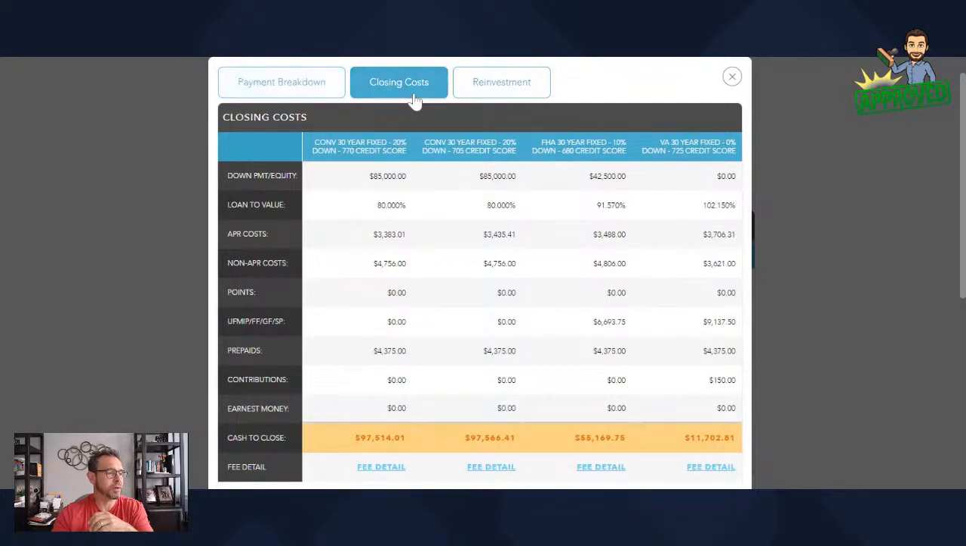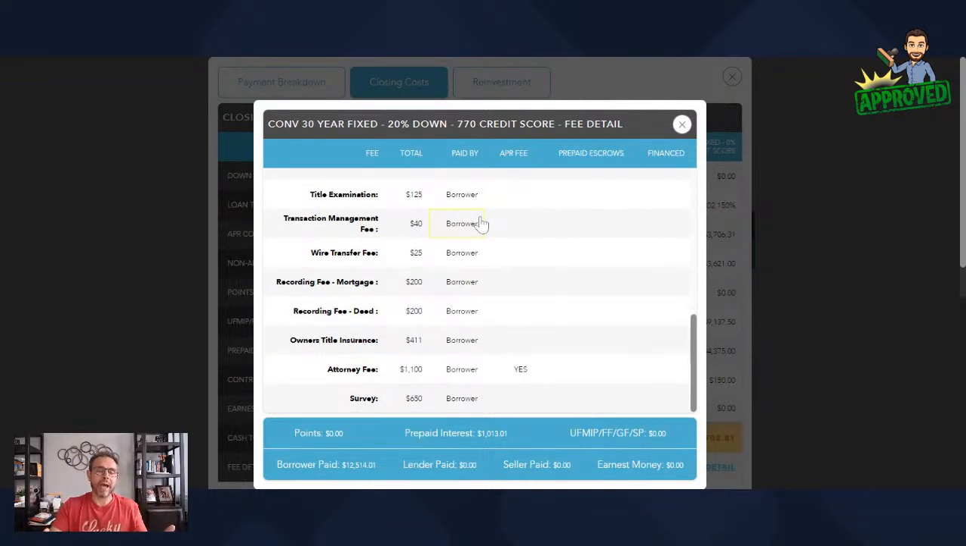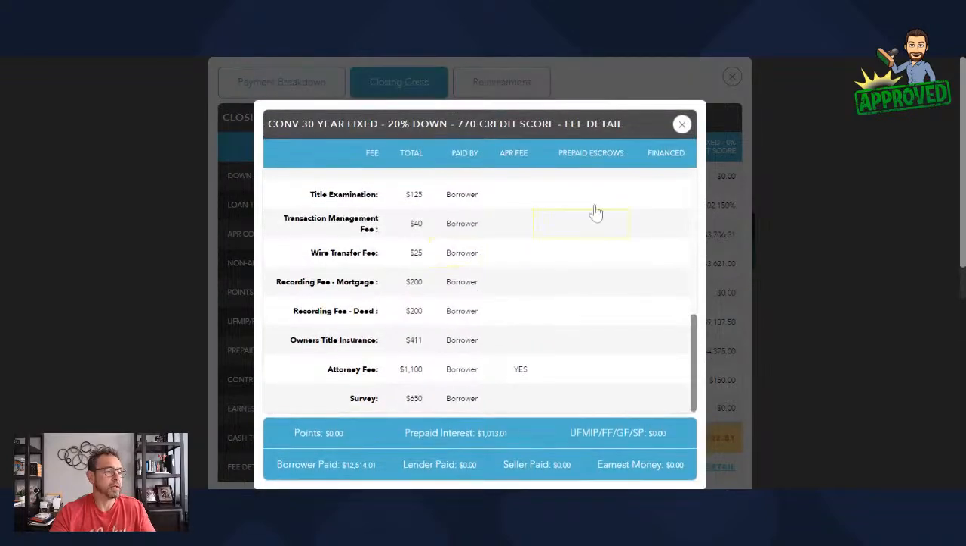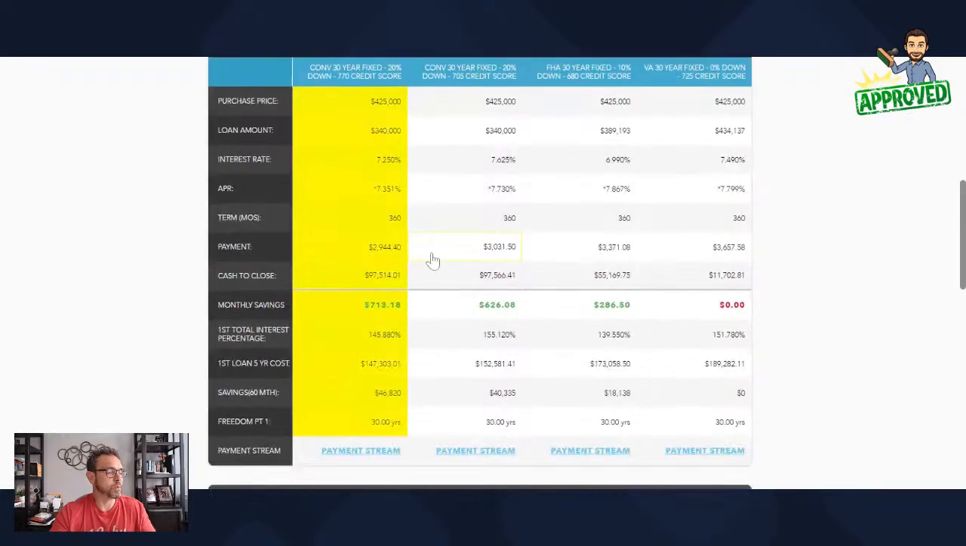And I can even do the same thing with closing costs. So for closing costs, what I do is scroll down to the fee detail link, and then these are your closing costs. This is a really modern way to provide a loan estimate, all right? Except it's called the total cost analysis. Like I said, it's really modern, really easy to understand.